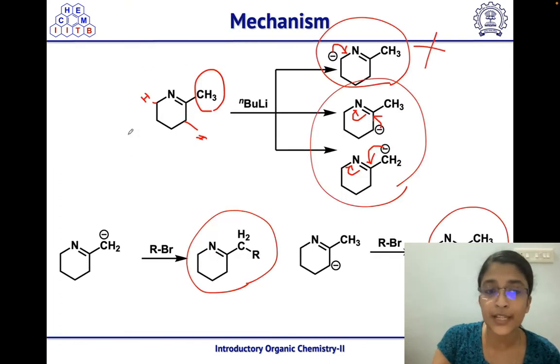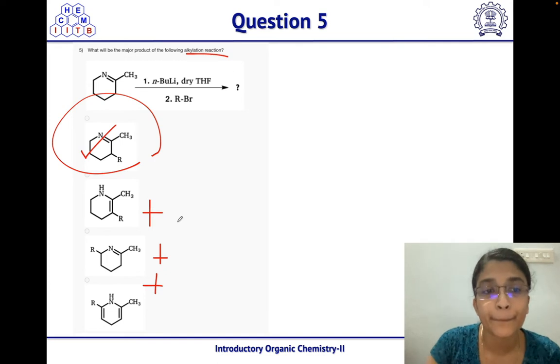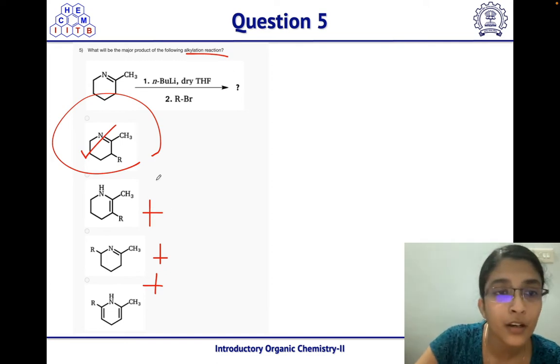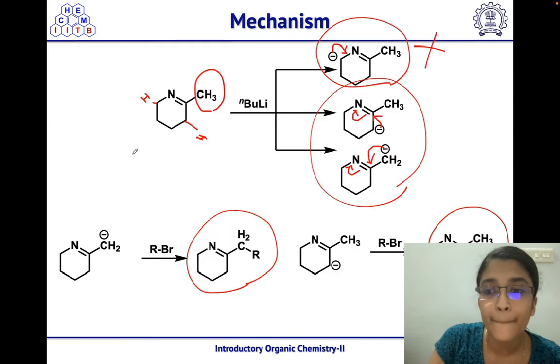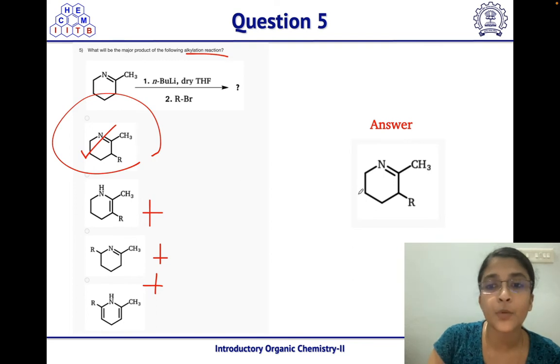Is this clear? There are two chances. This can also take place, this can also take place because of this stabilization of this anion by means of resonance. So upon alkylation it will give either this product or this product. So we have been given this product in the option, so this will be the right option. All these three options can be ruled out. Clear? Sorry. Is this clear? Clear, ma'am. Okay. So the right option is option A.